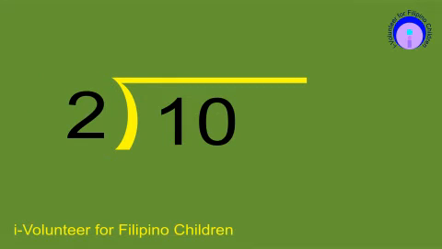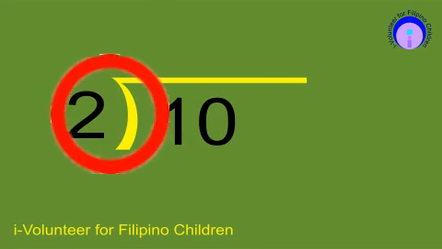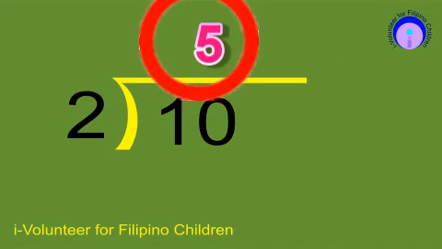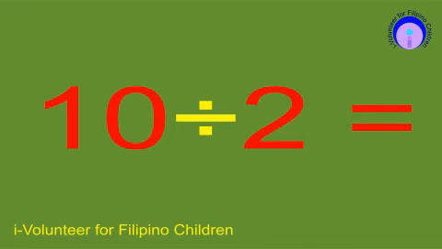2 divided by 10 is equal to. You need to say the dividend first. It is called dividend. 10 divided by 2 is equal to 5. 10 divided by 2. It should be 10 divided by 2 is equal to 5.